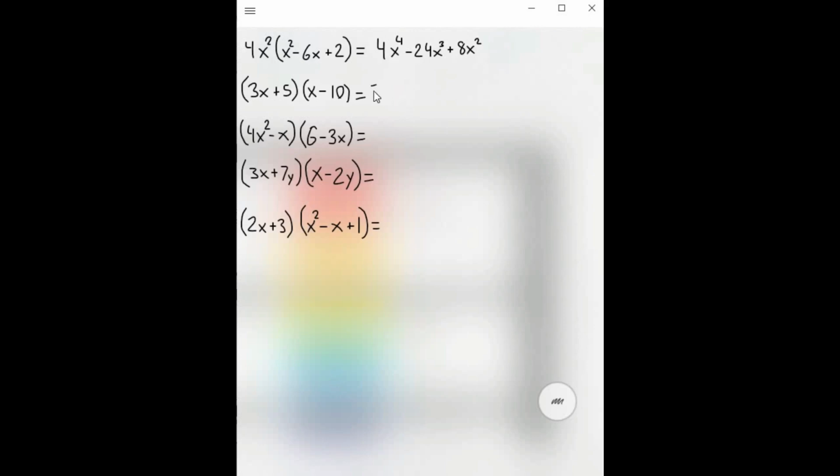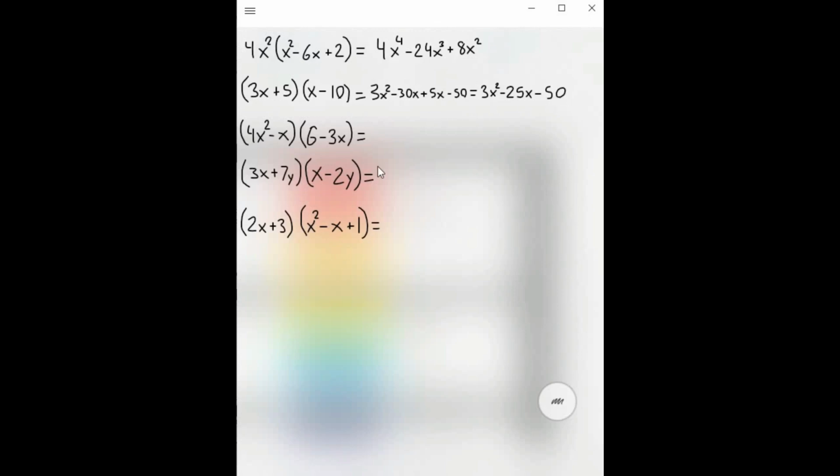Now for the next one, we use what's called the FOIL method. So first we have 3x times x, then we're going to multiply 3x times minus 10, then we're going to have 5 times x, then we're going to have 5 times minus 10. So everything in one bracket multiplies by the other bracket, the other parentheses. And then from that point we just add like terms. 3x squared has no like term. Minus 30x adds to plus 5x, and minus 50 stays by itself.